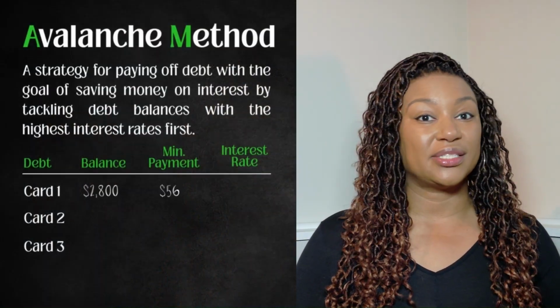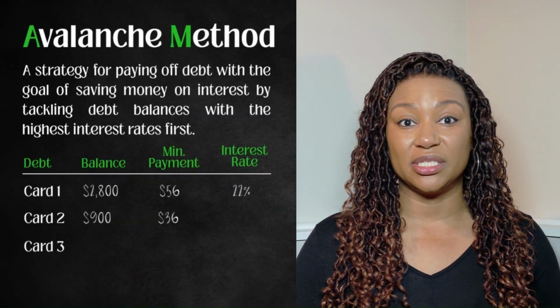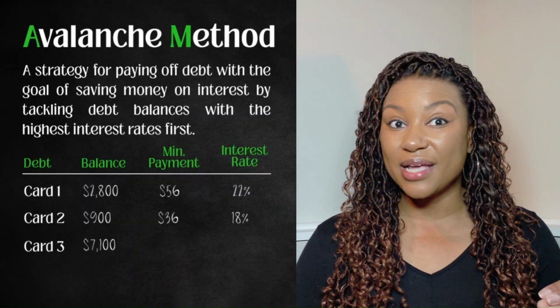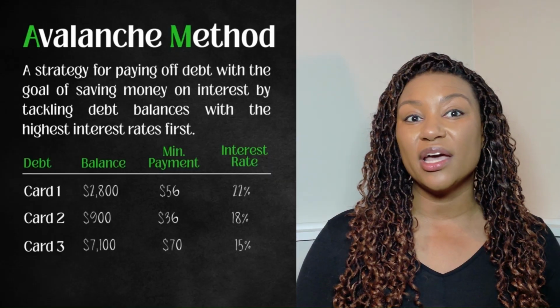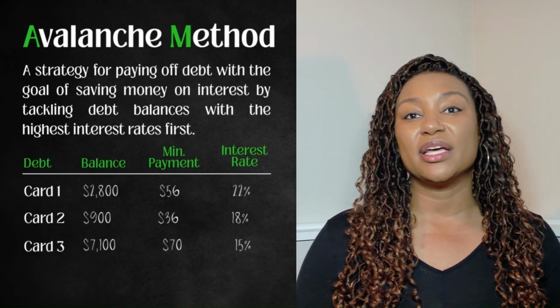Let's take our previous example and apply the debt avalanche method. You've got your 3 cards, same balances, same minimum payments, and same interest rates. But this time, you'll focus on knocking out the $2,800 balance first because it has the highest interest rate. It will likely take you longer to get the gratification of paying off the first debt balance, but mathematically, the debt avalanche method is the best option to pay off debt if you want to pay less interest overall.